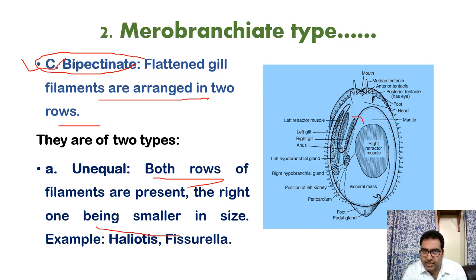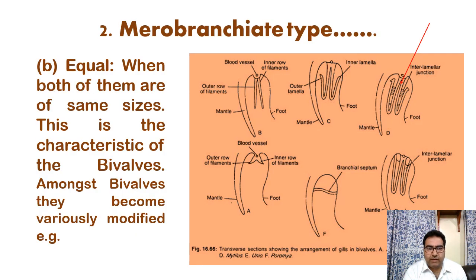Now what we are seeing in this very case as well, in the case of Haliotis, these are the bipectinate gills, and herein one is larger in size and the other is smaller in size. That is, they are unequal. That is why they are the unequal type of the bipectinate gills. So we do have the unequal bipectinate; they are further divisions or subcategories of the Merobranchiate type.